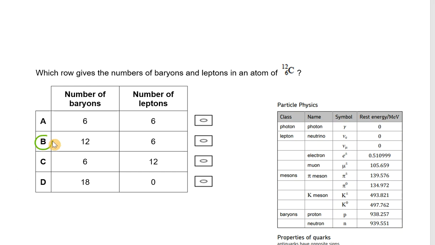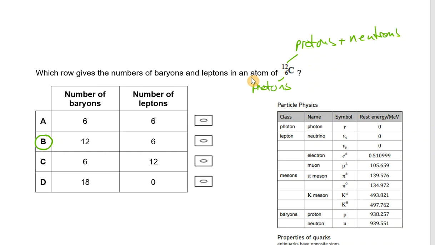If you got the answer B, well done. So which row gives the numbers of baryons and leptons in an atom of carbon-12? Well, let's just remind ourselves what these numbers mean. That number there is the number of protons, it's called the atomic number, and that number on the top is the number of protons and neutrons, the atomic mass.